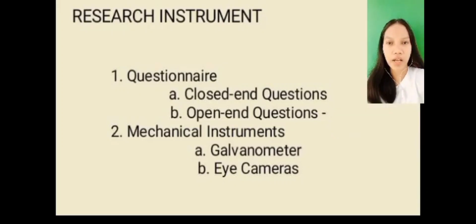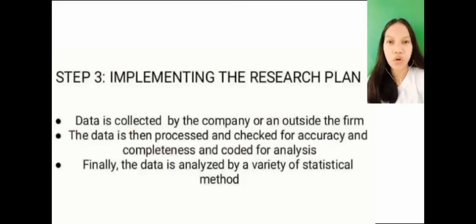Letter B is eye camera. So what is eye camera? Eye camera is a device used by researcher to measure and observe eye movements of respondents reading advertising copy. So let's move on to the step 3, implementing the research plan. So what is implementing research plan?